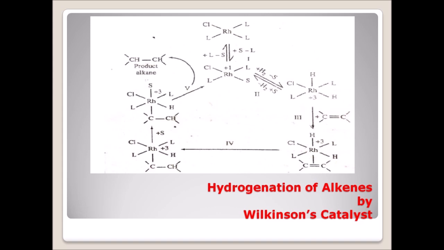Here the L is a ligand, and for simplicity it is mentioned as PPh3, that is triphenylphosphine. You know what is Wilkinson catalyst? Wilkinson catalyst is tris(triphenylphosphine)chlororhodium(I). In this diagram you are able to see that there are 3 L. Those L are represented as triphenylphosphine. First, let us look at step 1.